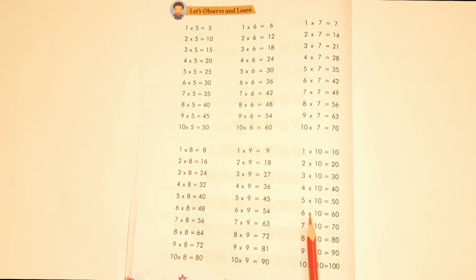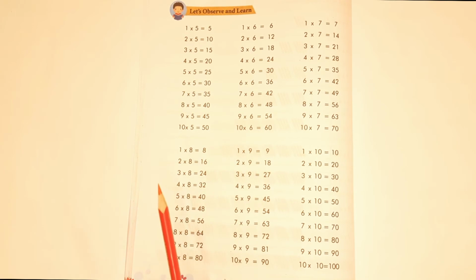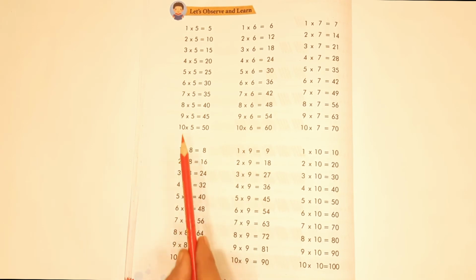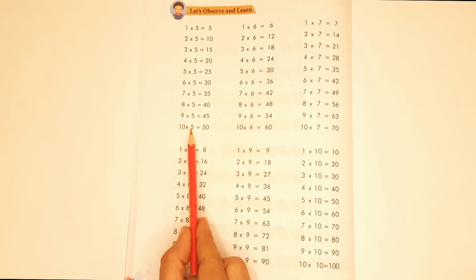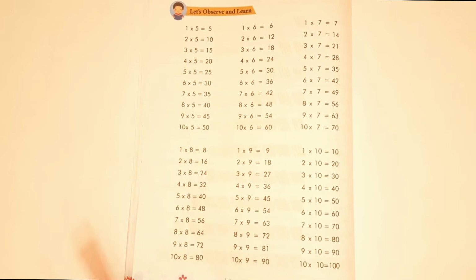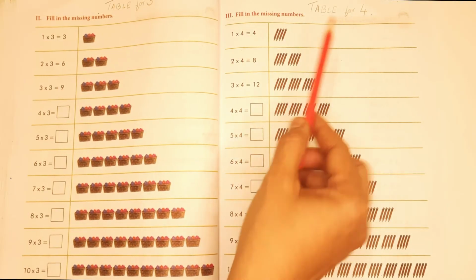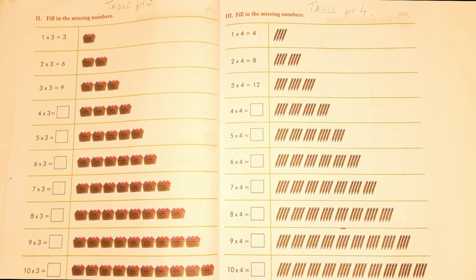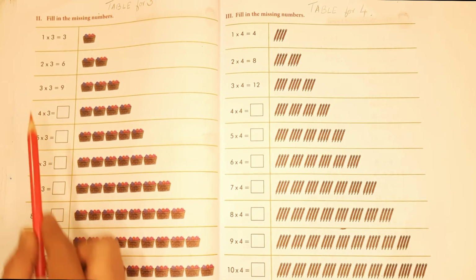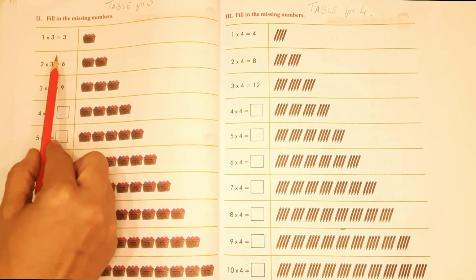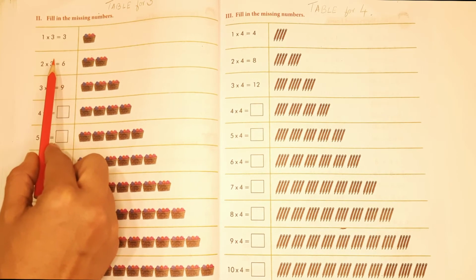Now I was looking, we saw the tables up to 2, and from here on this page we start from tables of 5. Where did we miss 3 and 4? We didn't miss the table for 3 and the table for 4. It's right here on page number 68 and 69. They've given it in a fun and easy way for you to learn.